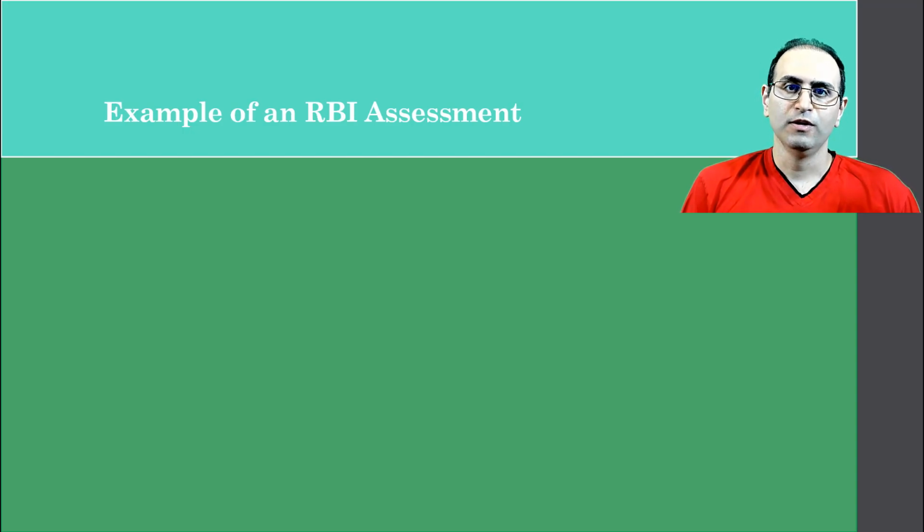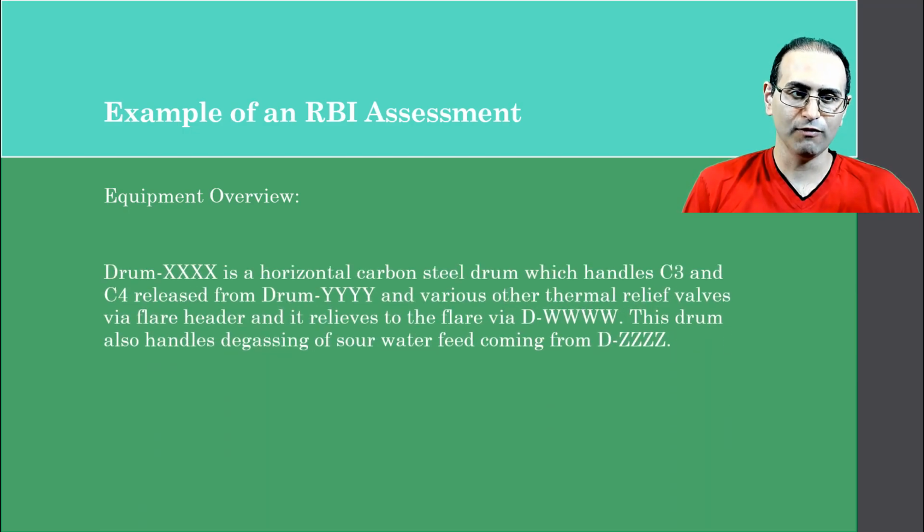During the RBI assessment, one of the first steps that you would do is a kind of equipment overview. It basically means that you go into the details of all the history of that equipment, then all the process information, the temperature, pressure, and where that equipment is located. But let's jump into a very brief overview of a specific equipment.